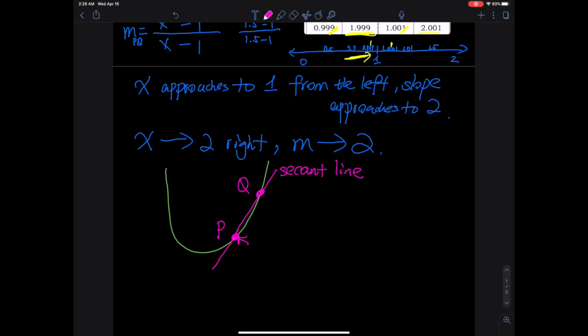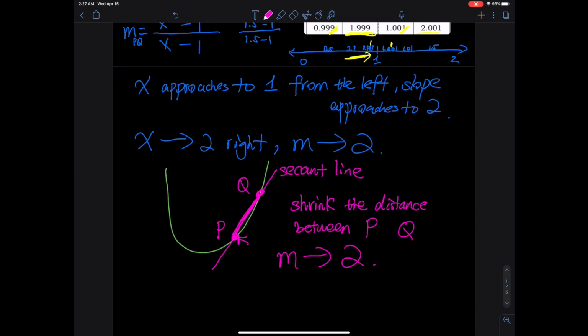So what we are trying to do is, we start from scratch. I shoot a line through the parabola twice. We have a point P and a point Q. And then I want to shrink, or minimize, the distance between P and Q. As you minimize the distance between P and Q, what I observe from the table is the slope is getting closer and closer to 2.